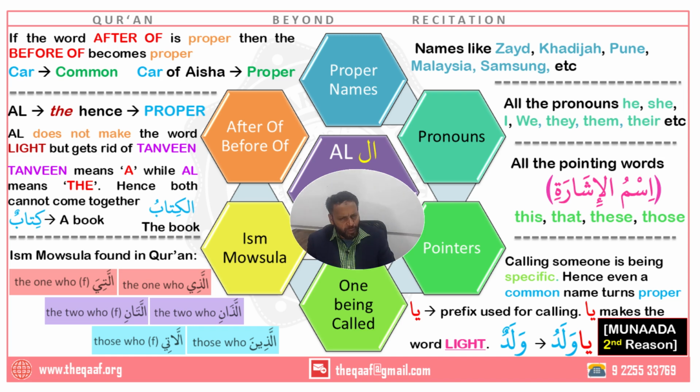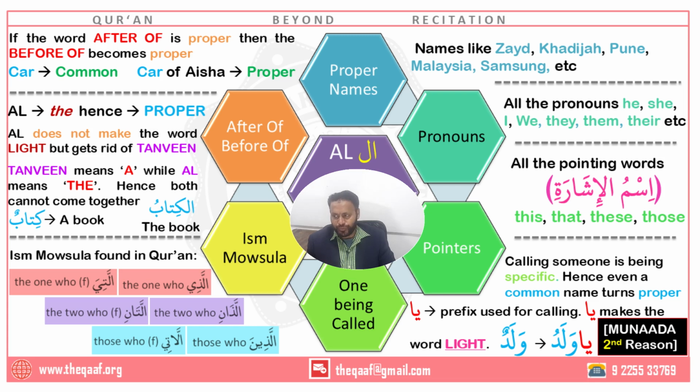What's the second type of proper word? Proper names. All the names that are proper names are called proper, irrespective of what that name is. Is it the name of a brand, name of a city, name of a person, does not matter. If it is a proper name, it is proper. Even if it has tanween on it, it's proper. Muhammadun, it's a tanween. But Muhammad is a proper name, so it's proper. Okay? That's the second type of proper word.